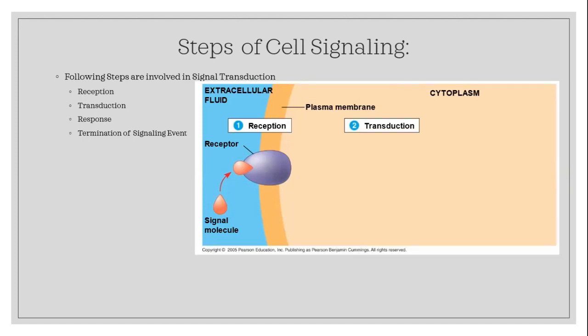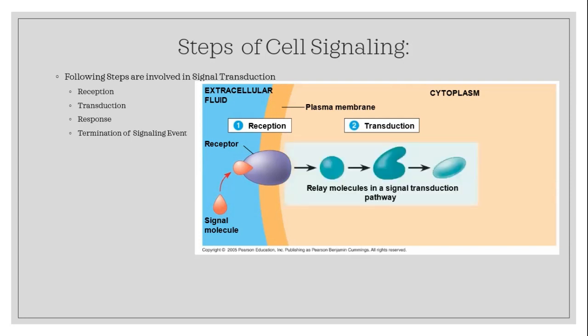This is very important because if the signaling event continues, the same response will continue to take place, and that might not be necessary in all cases. So at the end of the signaling process, the signaling event has to be terminated. Second is transduction of the signal. Third is the response, which is very important. And fourth is the termination of the signaling effect. Now, we will see one by one what these different steps are and how they take place in a signal transduction event.